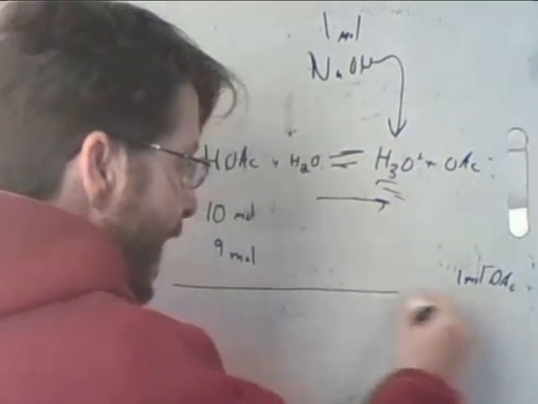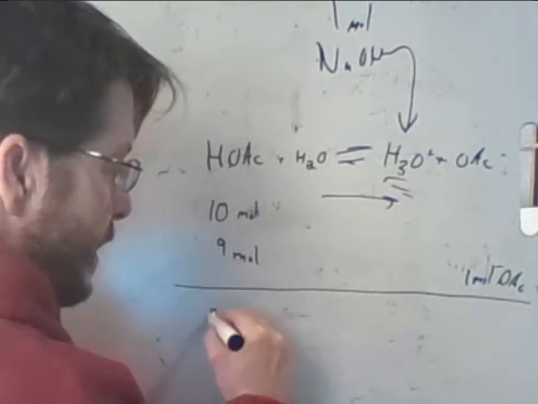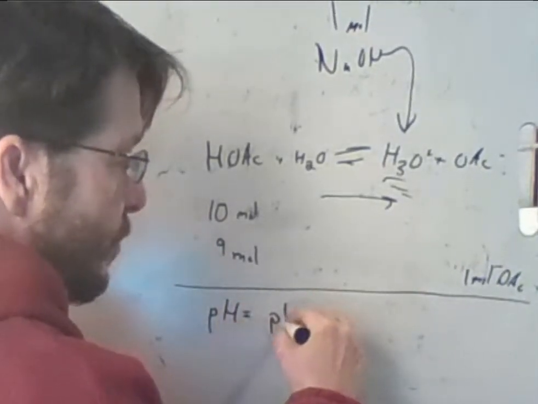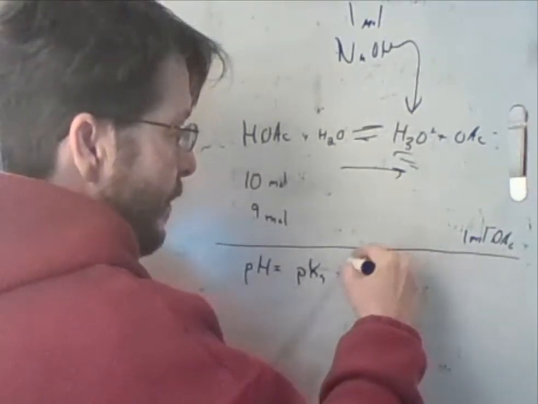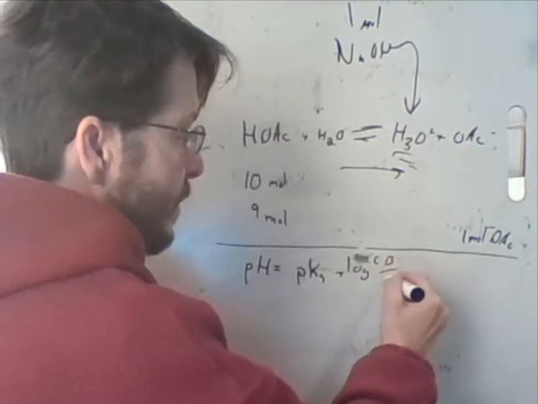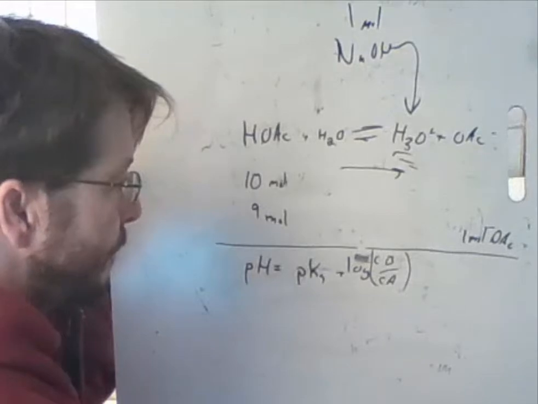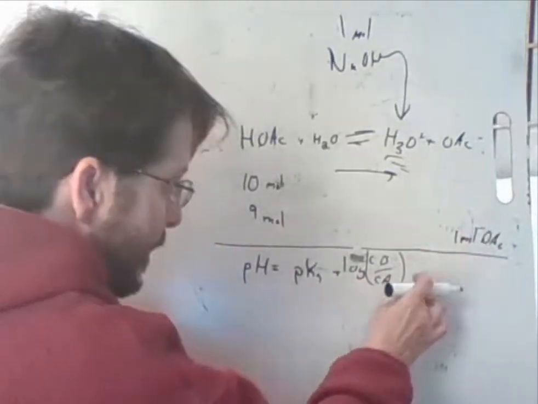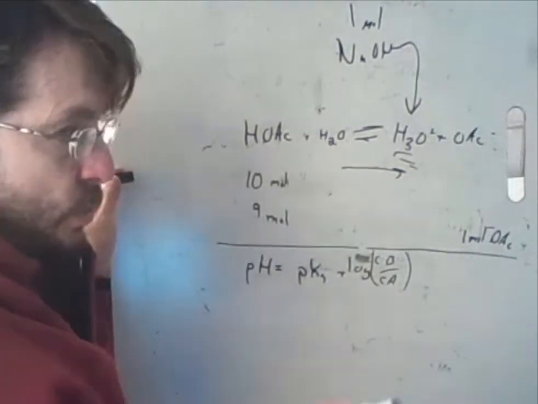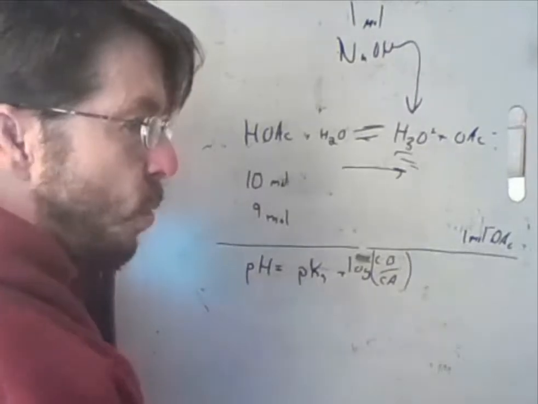But we don't have to use moles because of the Henderson-Hasselbalch equation. pH is equal to pKa of the weak acid plus the log of the conjugate base over the conjugate acid. We could plug these values in and solve, would just be fine. But we can also use another trick, and that is fraction towards the end point.